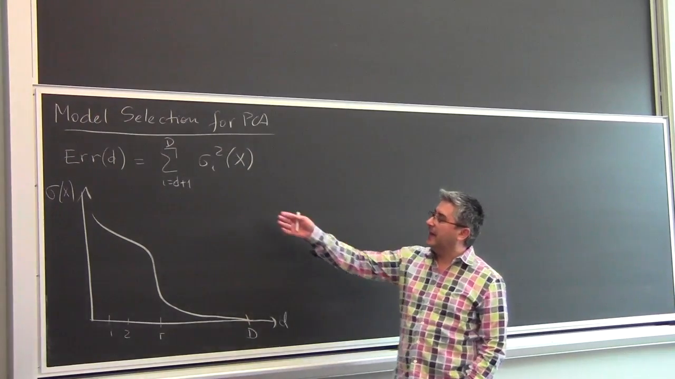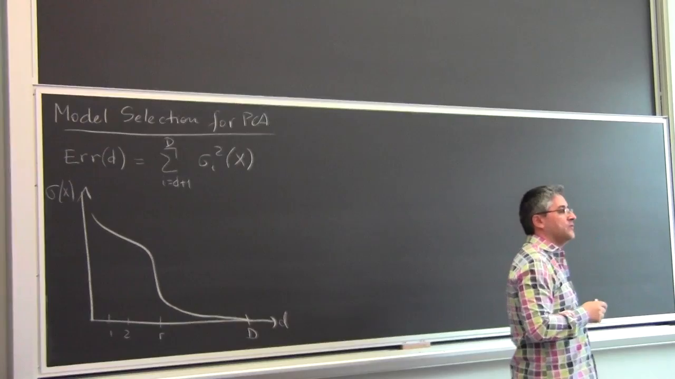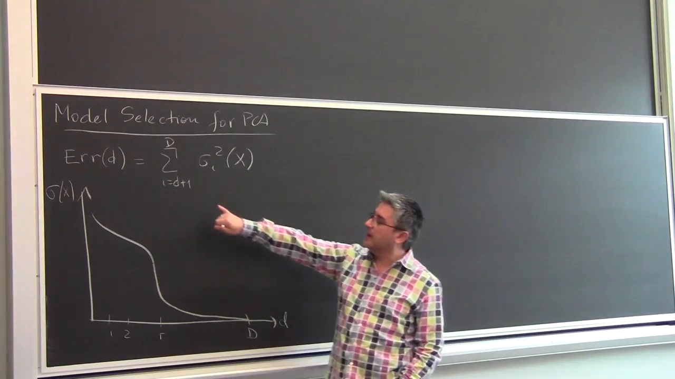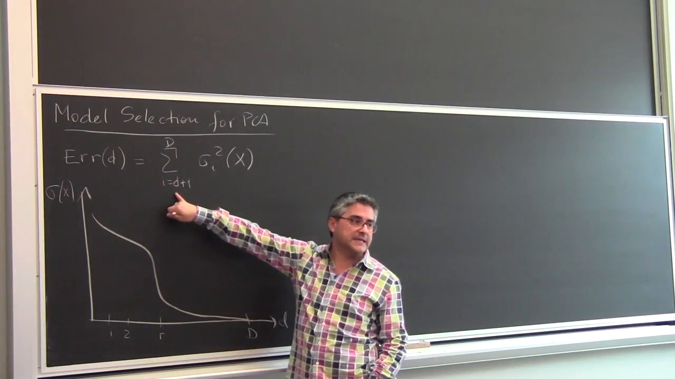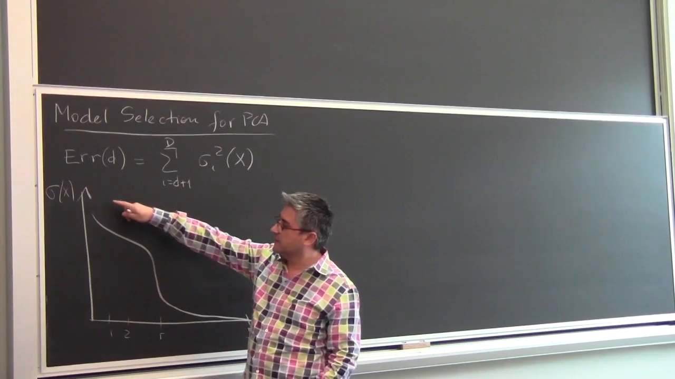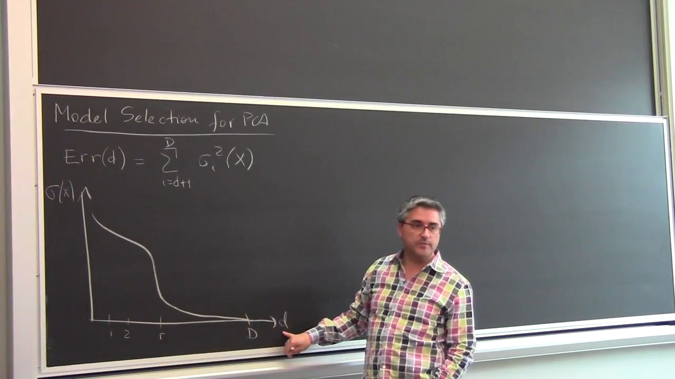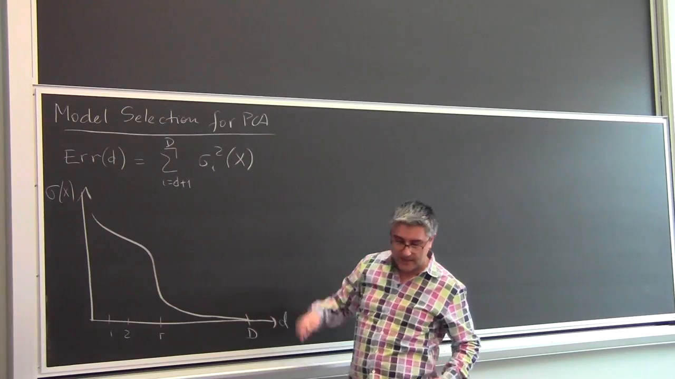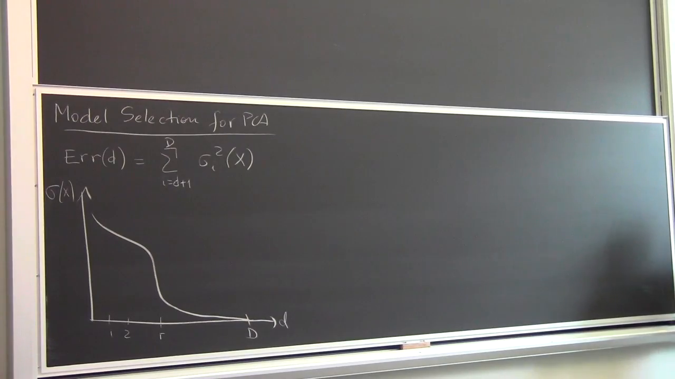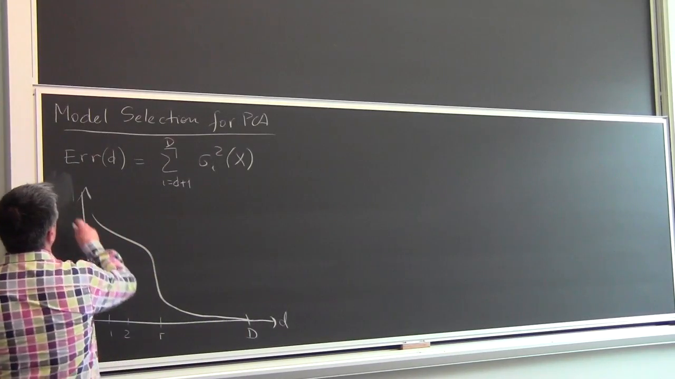And the error has the following form: it is equal exactly to the sum of the squares of the singular values of the data matrix, starting from d plus 1, where d is the number of principal components that I select. And we did in the previous lecture a plot of what these singular values look like as a function of the number of selected components. Sorry, actually I shouldn't have said this. This is a plot of the error. So this is the error.